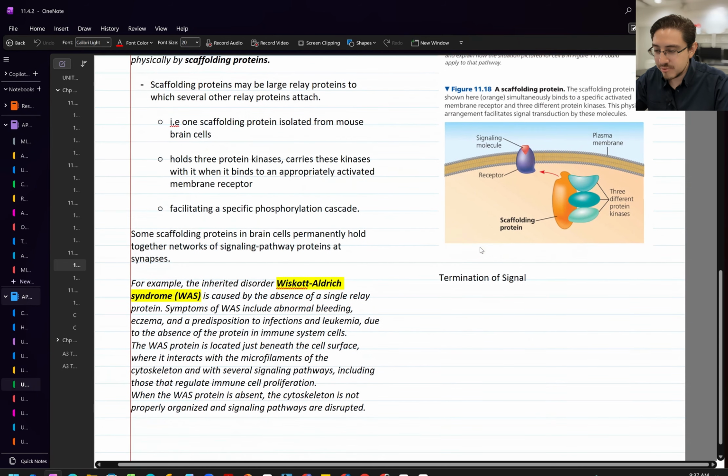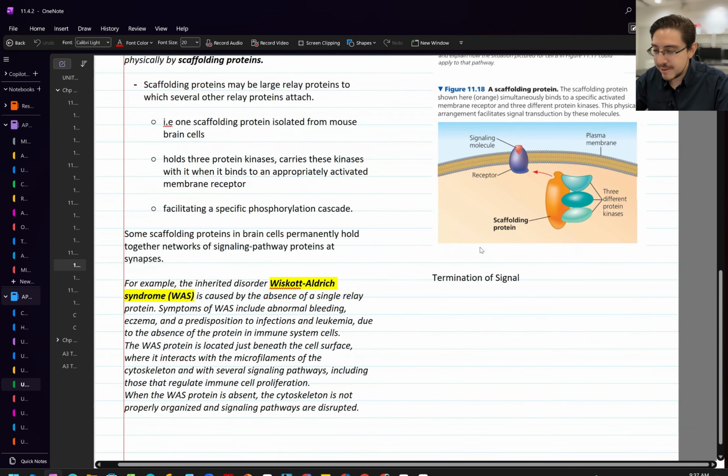In this particular example, if you see here, hopefully the visual is well enough, you can see the notes and the picture.